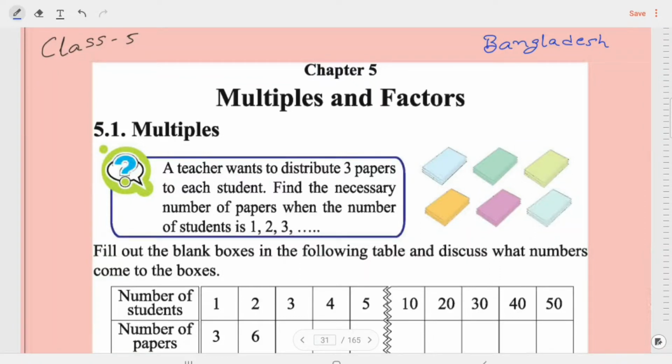Today we are going to look at chapter 5 of class 5 mathematics. The lesson's name is multiples and factors. Let's see what is a multiple.